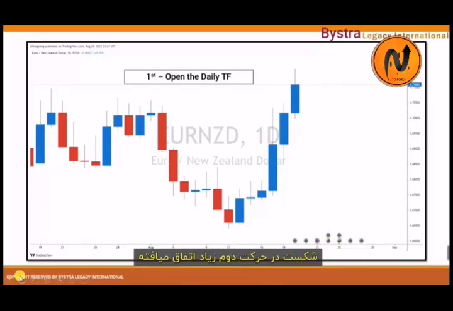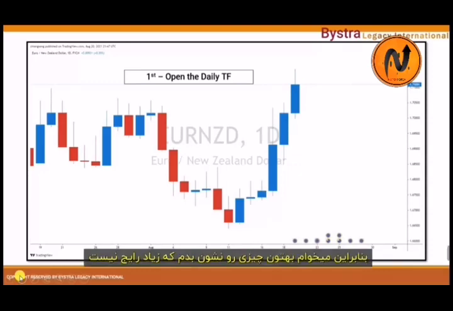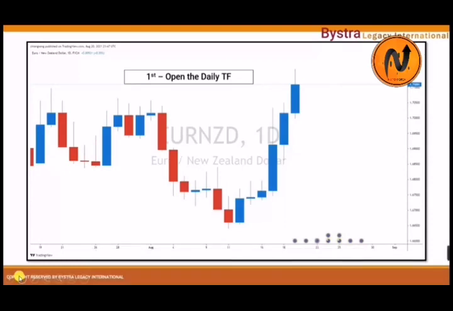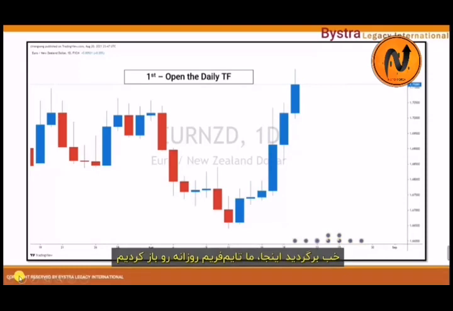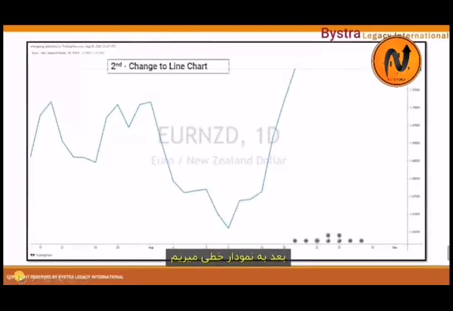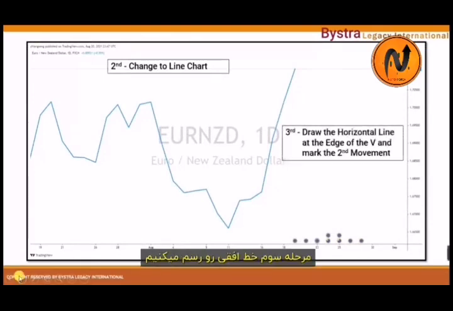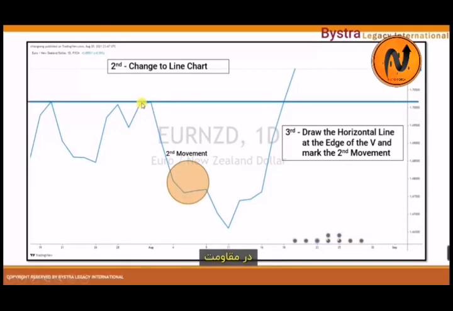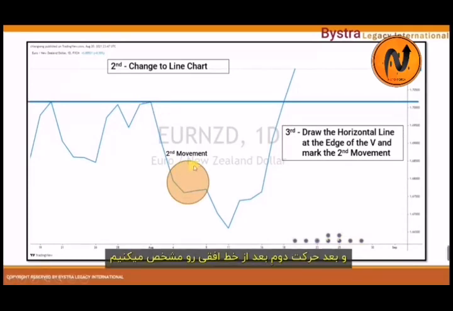The second movement breakout happens very often. So I'm going to show you something that is not often, that is the resistance or the support that is not the second movement breakout. So come back to here, we open on the daily time frame. Next we go to the line chart. Third, we mark the horizontal line at the resistance. Then we mark the second movement of the horizontal line.